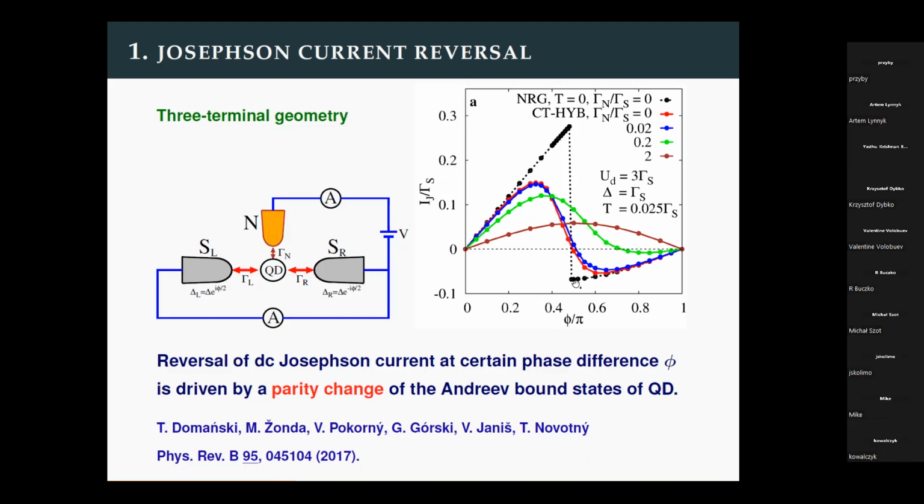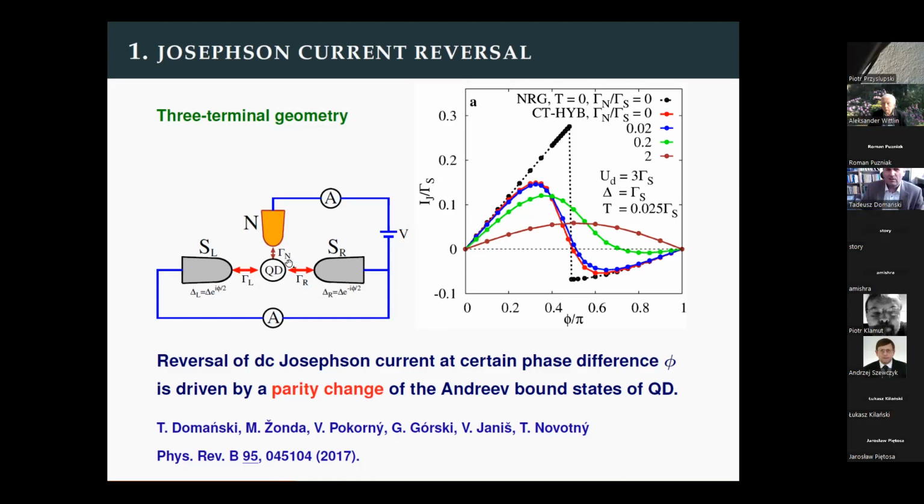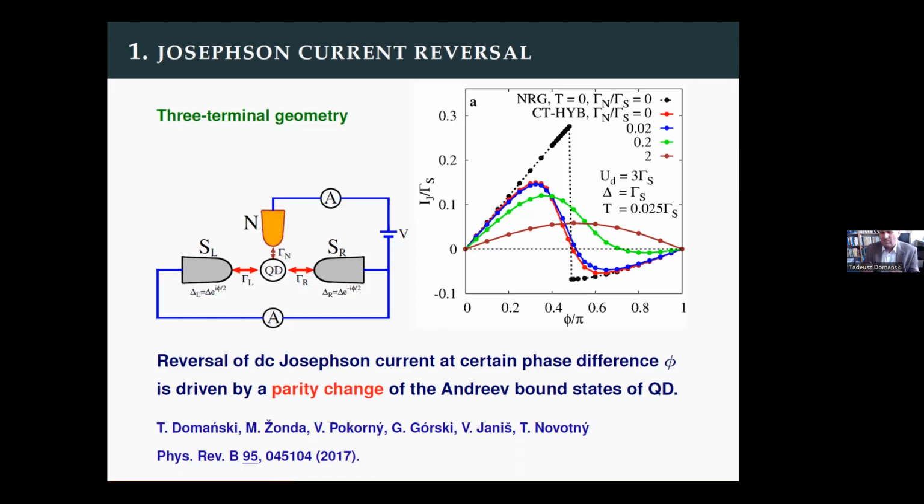So once again, this sinusoidal natural prediction of the DC Josephson current is not always true. I mean, if you have correlated impurities sandwiched between the external reservoirs, some phase transitions which take place on this nanoscopic object can completely invert the direction of the Josephson flow. Maybe this is not very useful for practical purposes.